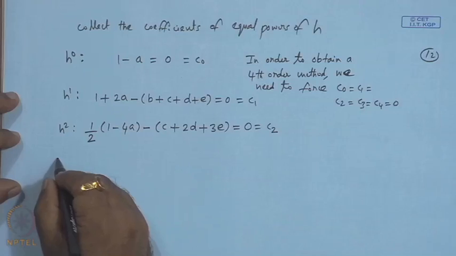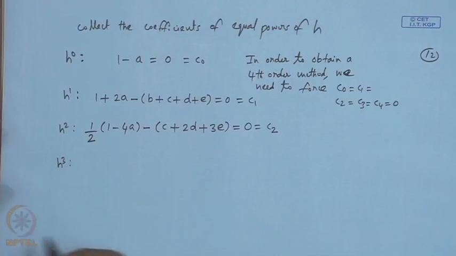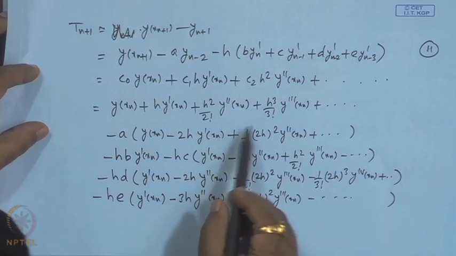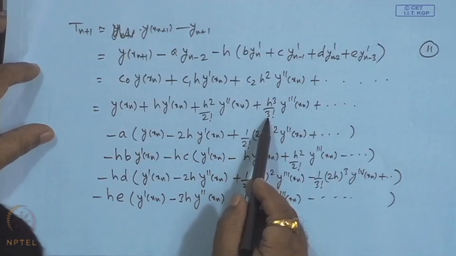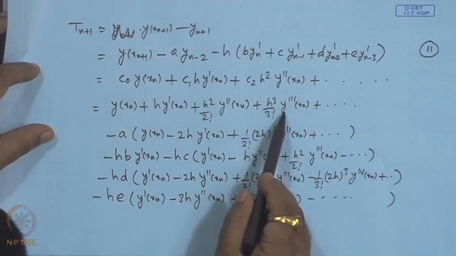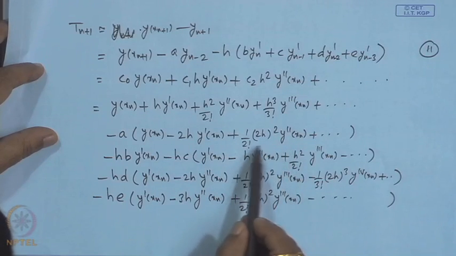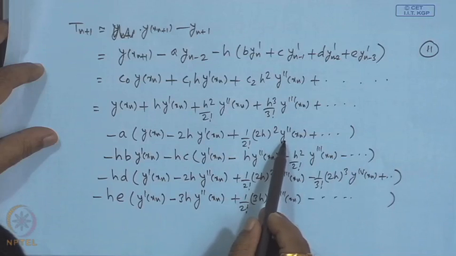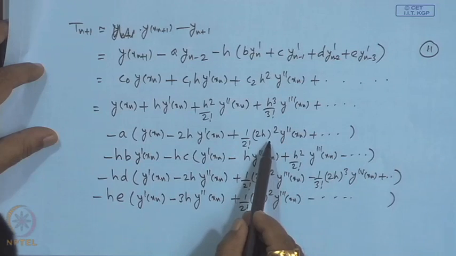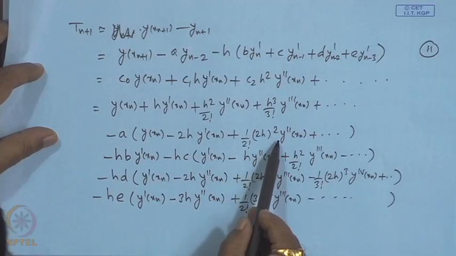Then coefficient of H cube, look at H cube. So, 1 over 6, if you take 1 over 6 common, 1 there, and here H cube.